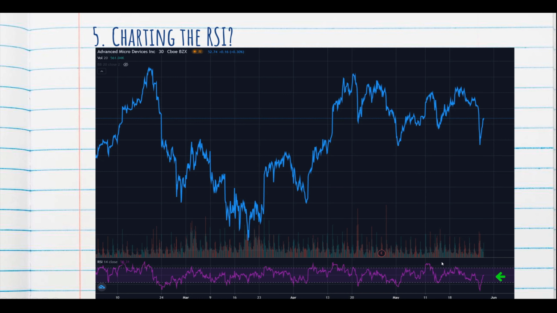If the RSI goes above this dashed line here representing the 70 RSI level, we can clearly see that the stock is overbought. If the line graph drops below this 30 dashed line, then we know that the stock is oversold.